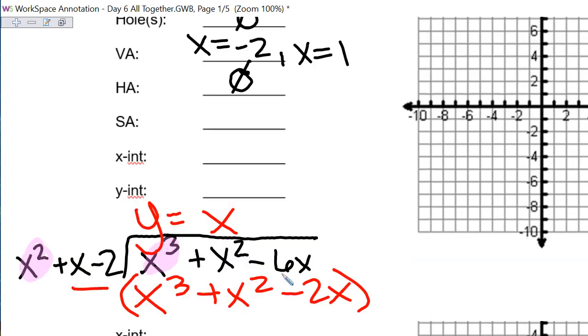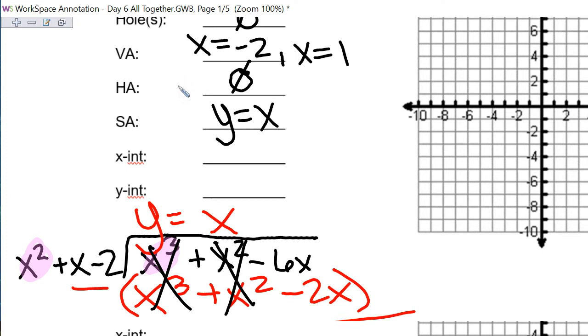But for our purposes, how many terms have to cancel until we're finished? 2 terms. So what happens with the x cubed when we subtract them? They cancel. What happens with the x squared when they are subtracted? They cancel. So if I have 2 terms canceled out, I'm finished. So what is the slant asymptote? Y equals x. Make sure you have the y equals.